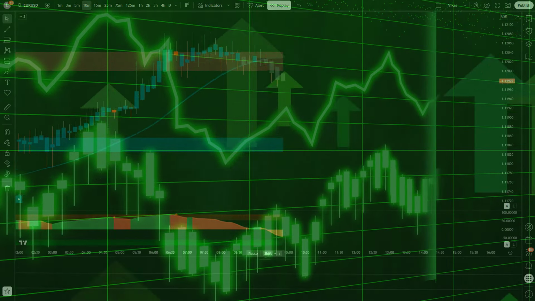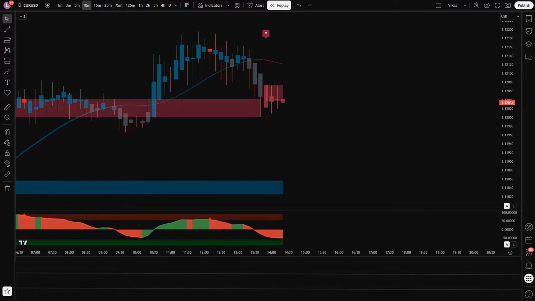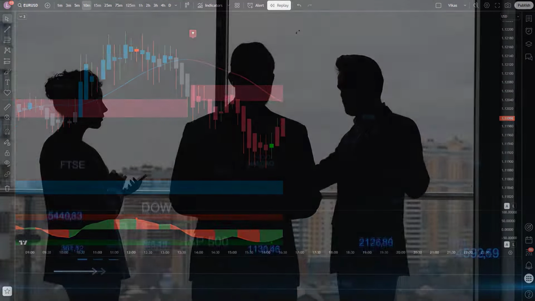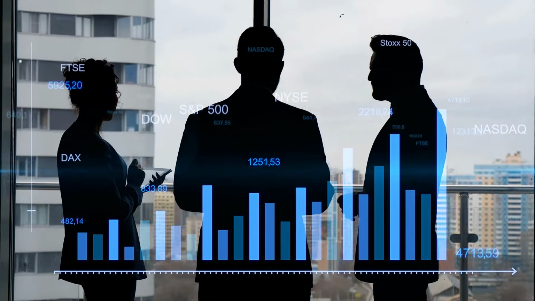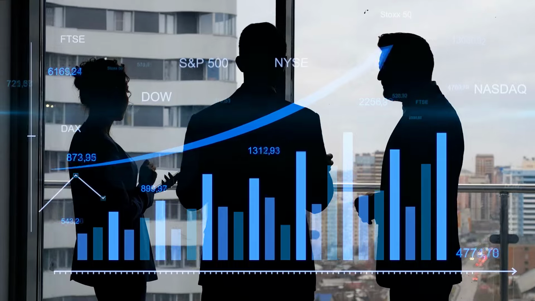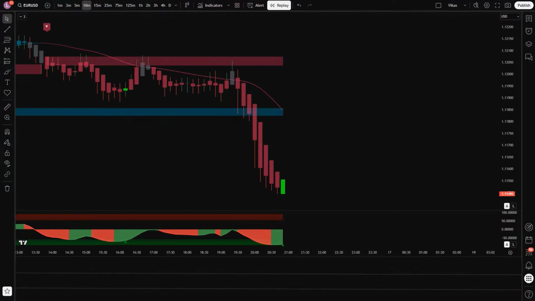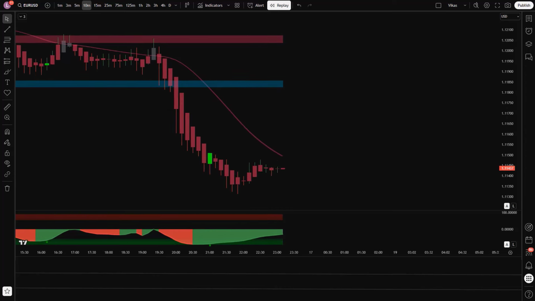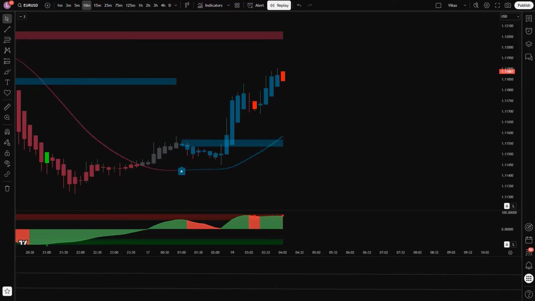Having the right tools can make all the difference, and Tradingview offers a plethora of indicators to help traders make informed decisions. Today, we will dive deep into one specific indicator that has gained immense popularity among traders for its accuracy and reliability. Whether you are a seasoned trader or just starting out, understanding this indicator can significantly enhance your trading strategy and boost your confidence in the market.